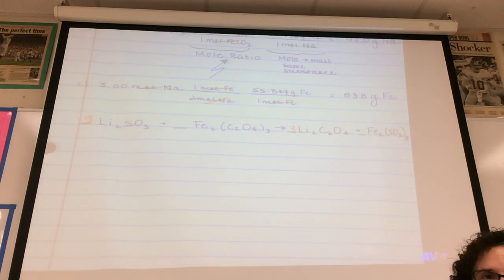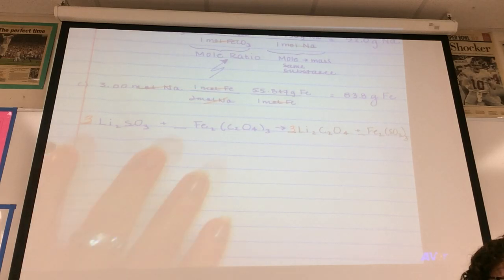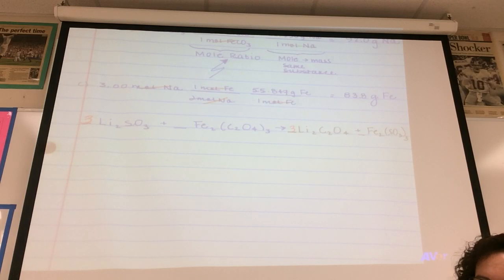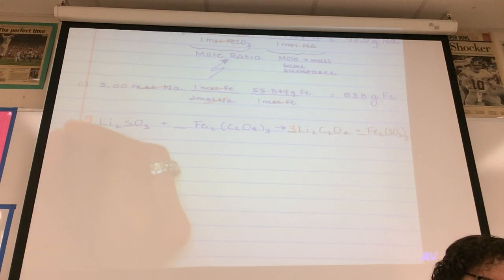What would be the mole ratio of reactants? 3 to 1. Good. I just want to keep asking those questions. You'll see it on the quiz. So that's step A. We've got a balanced equation.